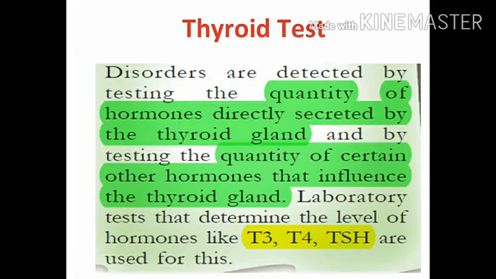You know what is T3? It is triiodothyronine. Thyroxine is T4. They are directly secreted by the thyroid gland.